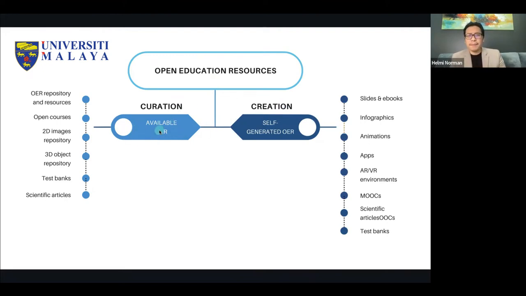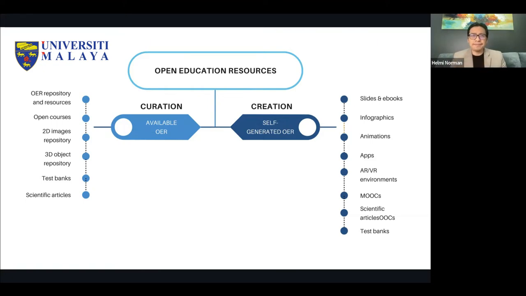On the curation side, there are a lot of things I showed you just now: OER repositories and resources, open courses, MOOCs, micro-credentials. Some are paid, some are free to learn, some are free to certify, some are paid certification. There are a lot of types. And the 2D image repositories I showed you, like Pexels and Pixabay, and 3D object repositories like Sketchfab, and then we have CGTrader, and then test banks. Did I show you that? Oh, I didn't. Okay, but we have some test banks.